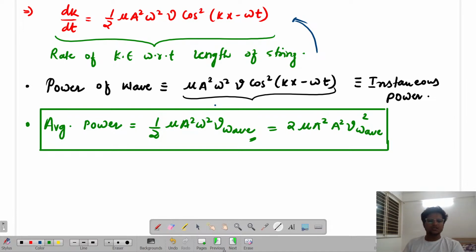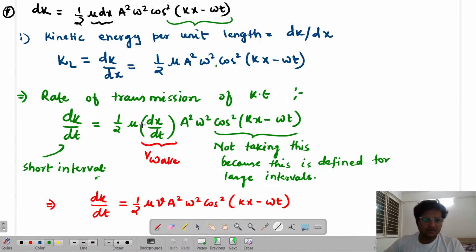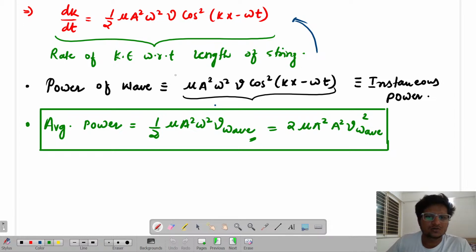So this is what is called the energy of the wave, defined as kinetic energy per unit length, and that is given as half mu a square omega square cos square(omega t minus kx), whichever you want to write. The rate of transmission of power is equal to half of the power of the wave, and the average power is also half of the instantaneous power of the wave. Are you able to get me or not? Is this clear? है ना?